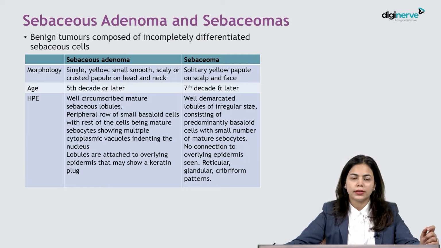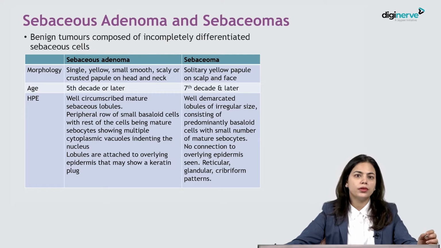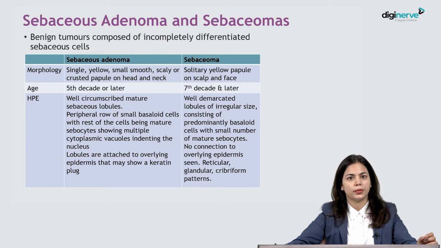Sebaceous adenomas clinically present as a single, yellow, small, smooth, sometimes scaly or crusted papule, generally over the head and neck region. Sebaceomas also present as a solitary yellow papule, but generally over the head and neck area. The age of onset for sebaceous adenoma is the 5th decade or later, while sebaceomas occur even later, in the 7th decade and thereafter. Now, the most important differentiation is on the basis of histopathology.